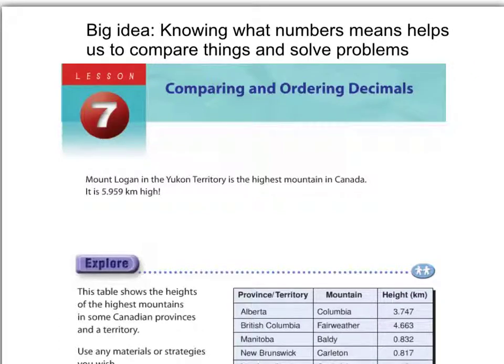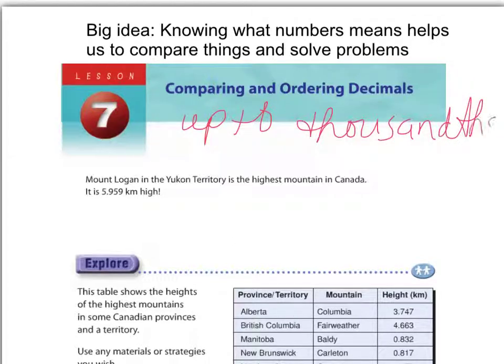Alright, we're continuing with our big idea. Knowing what numbers means helps us to compare things and solve problems. We are moving on to comparing and ordering decimal numbers, which we did already, but now we're comparing and ordering decimal numbers up to the thousandths place. So that's the difference here, up to the thousandths place.